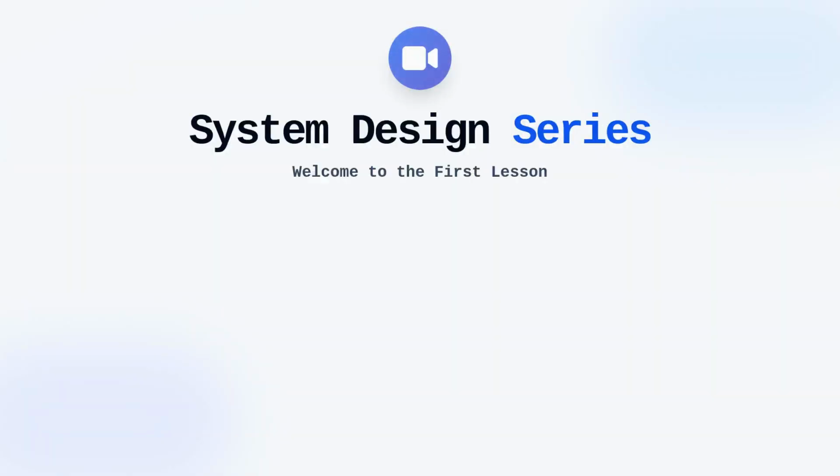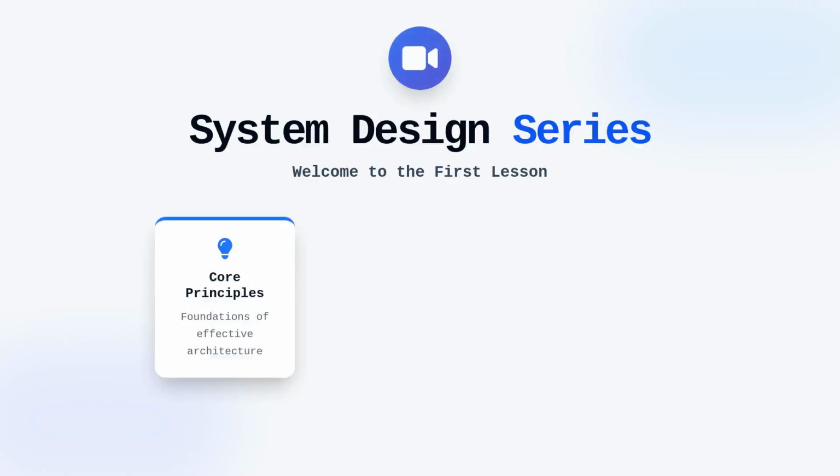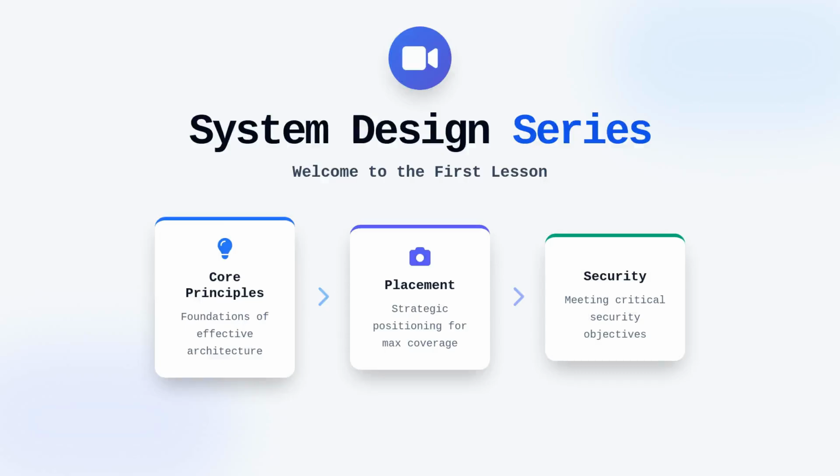Welcome to the first lesson of our chapter on system design. In this module, we will explore the core principles of effective camera placement to ensure your surveillance infrastructure meets its security objectives.